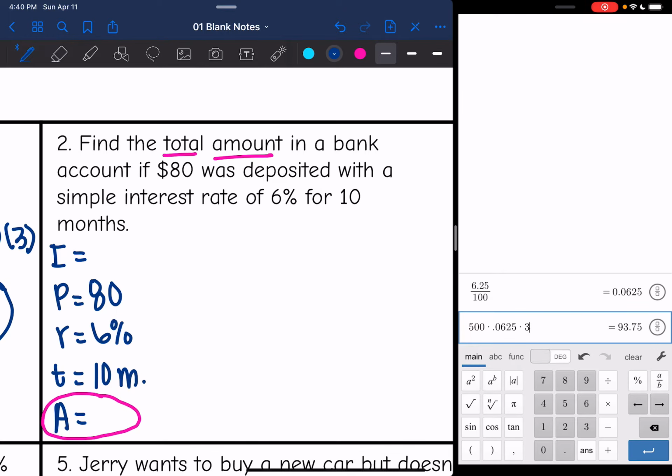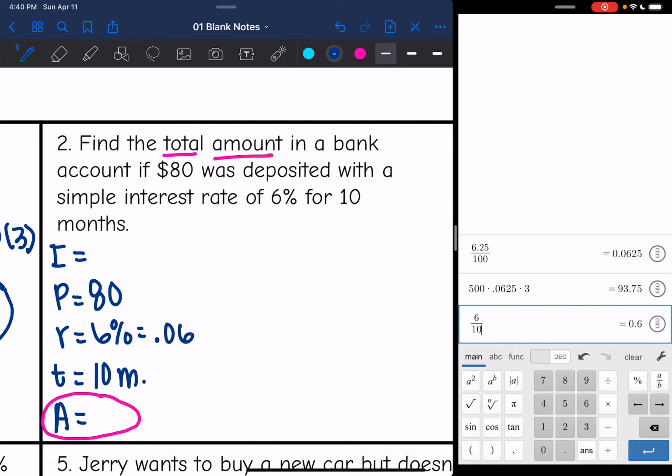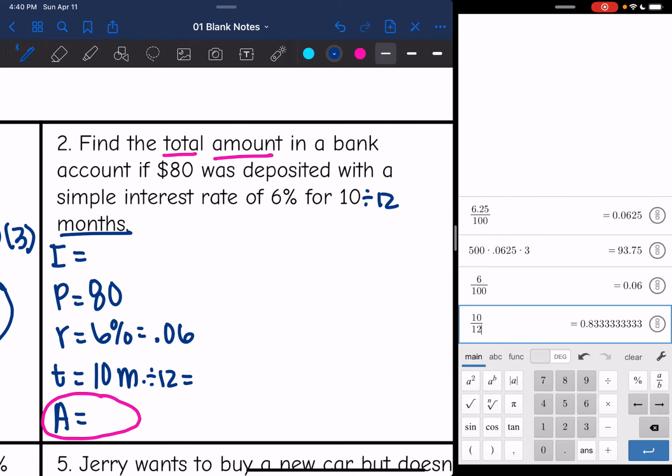Okay, so let's do some converting here. 6% is going to change to 0.06 as a decimal. You can divide it by 100 or just think about that decimal point moving back twice. And then they told me 10 months. So I have to divide by 12 to figure out the years, because remember the formula is in years. So 10 divided by 12 is a repeating decimal, so I'm going to change it to a fraction to keep my numbers exact. So 5/6.